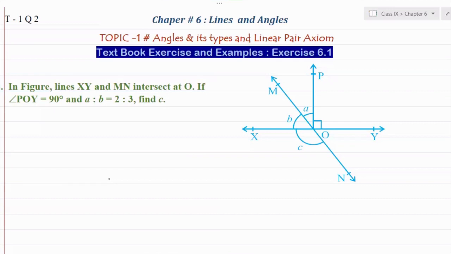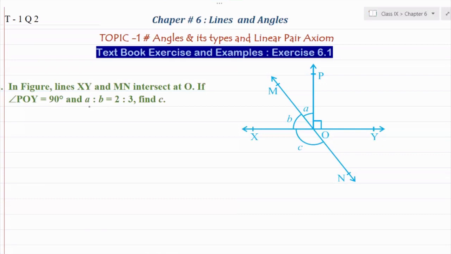Let us see the second question of exercise 6.1. First we shall read the question. In the figure, lines XY and MN intersect at O. You can see line XY is passing through O and line MN is also passing through O. And we are given that the value of angle POY is equal to 90 degrees.